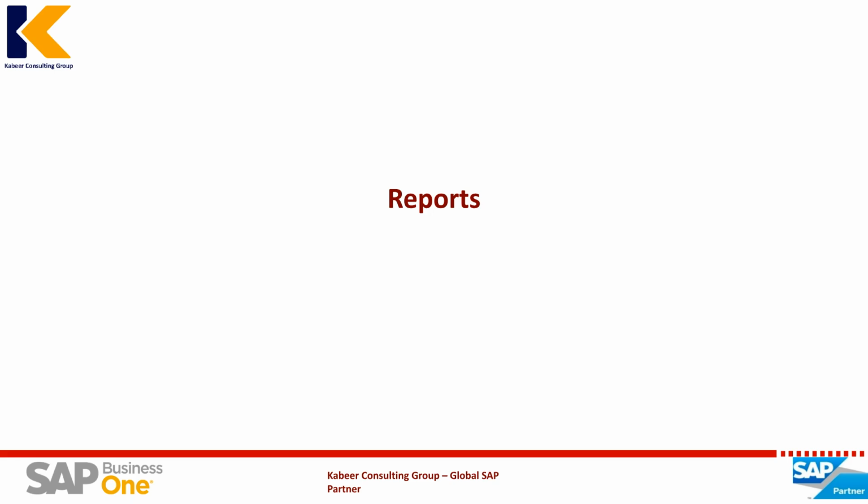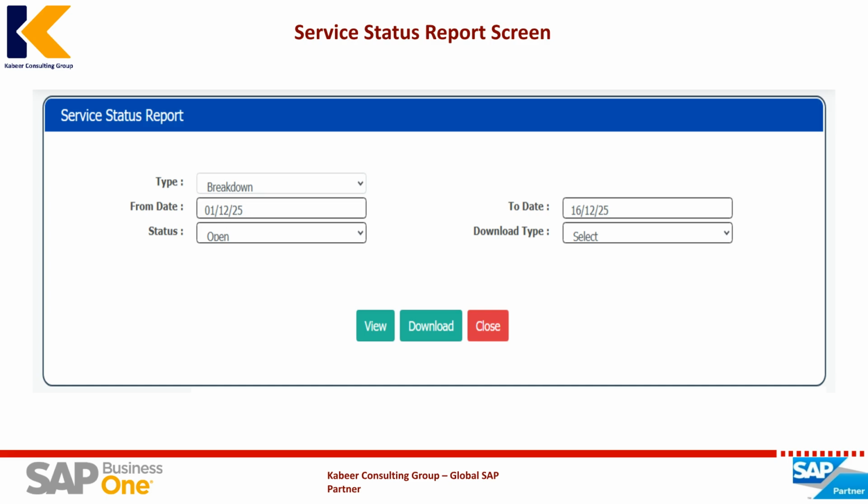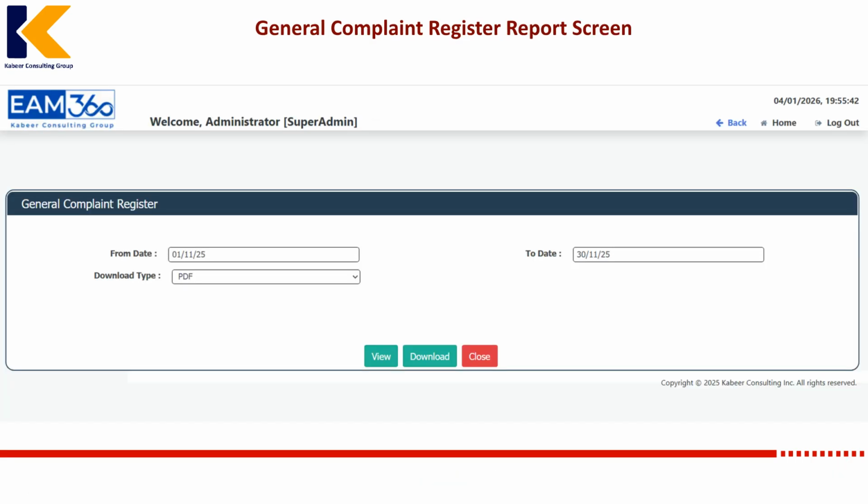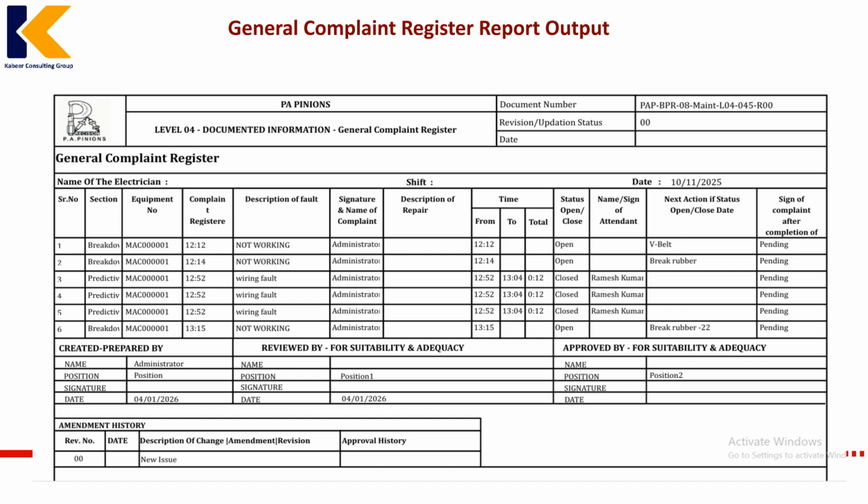This section covers the reporting capabilities of the EAM application. This is the Service Status Report screen for tracking service activities. This slide displays the output of the Service Status Report provided by Kabeer Consulting Group. This is the screen for the General Complaint Register Report. Here is the output for the General Complaint Register Report.